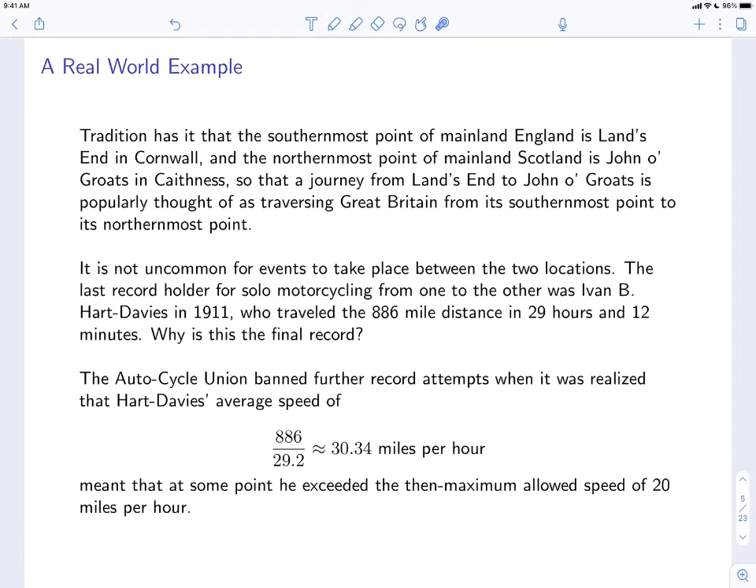886 divided by 29.2. 29.2 hours is 29 hours and 12 minutes. If you compute that, 886 divided by 29.2, that's approximately 30.34 miles per hour. And that meant that at some point he exceeded the then maximum allowed speed of 20 miles per hour. This was in 1911, and so speed limits were much lower at the time. But this is a real-world example of the mean value theorem because his average speed was 30.34 miles per hour, and that meant that at some point during the journey he must have exceeded the speed limit of 20 miles per hour.